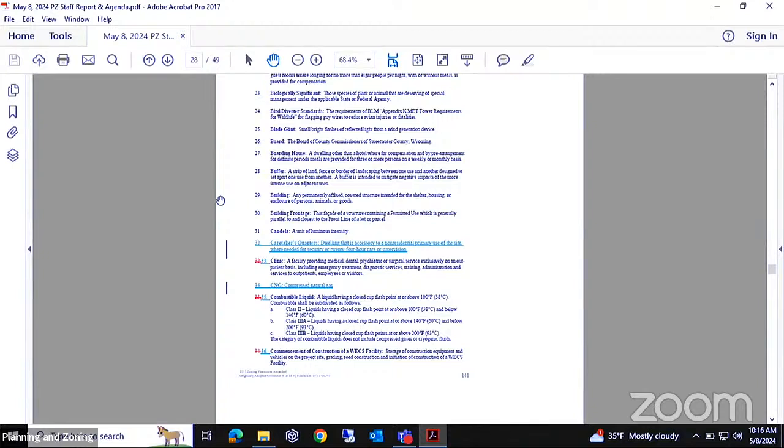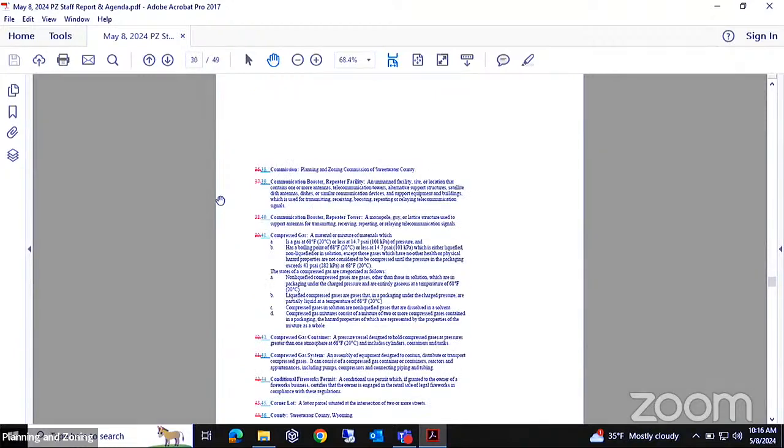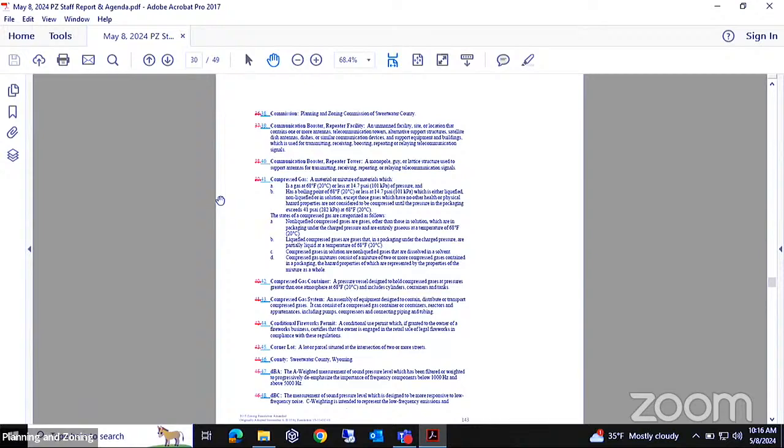CNG was something that was listed in the use chart, just kind of trying to clarify that it's compressed natural gas. So no real big changes on either one of those.